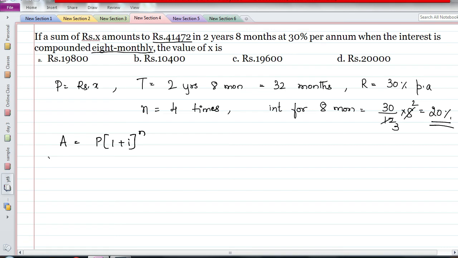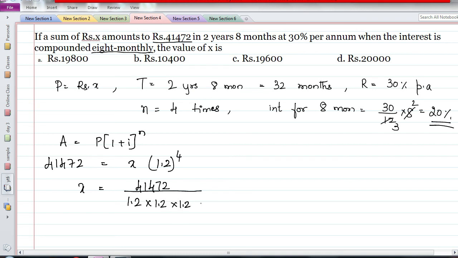So 41,472 is equal to x into (1 plus I), you have to take it in decimal. 20% is 20 by 100. It's going to be 1.2 power 4. So what is x? x equals 41472 divided by 1.2 power 4, that we can write as 1.2 into 1.2 and so on, because again, as I told you, you will not have calculators.